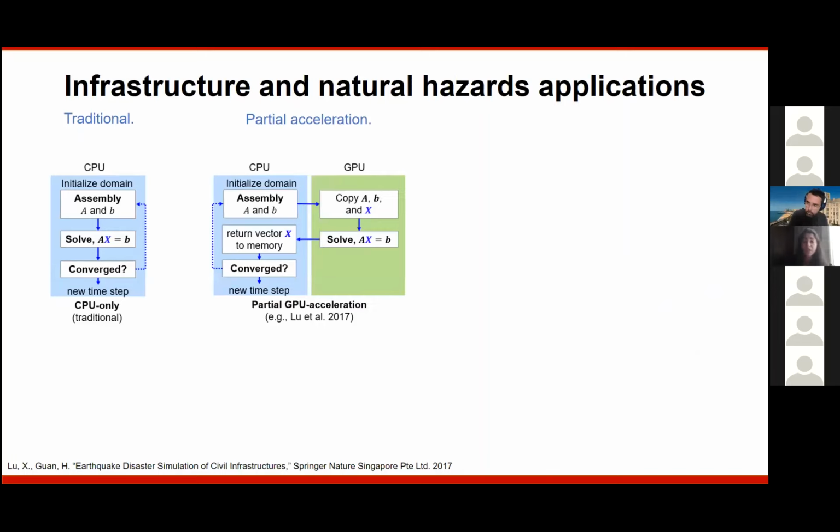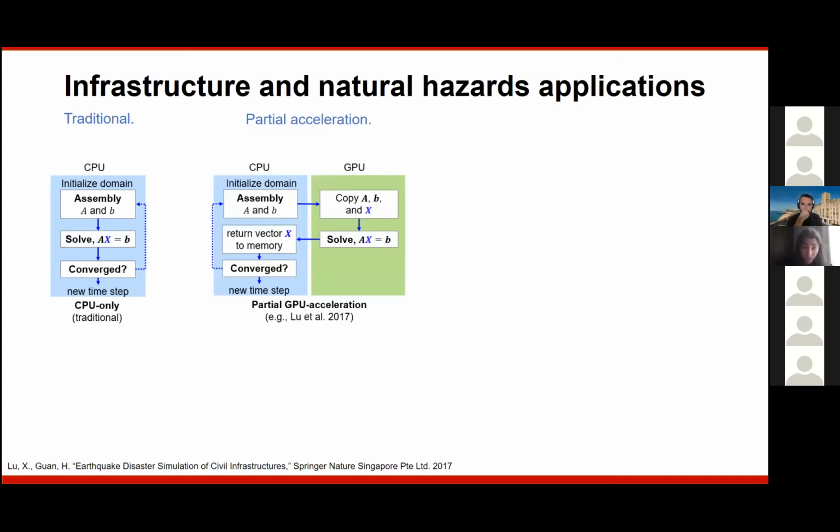for natural hazards applications with GPU computing. And what we've mostly seen is a partial acceleration approach. And this is the same approach that's been used in OpenFOAM. They're trying to actually do something a little bit more sophisticated now, but the simplest approach to adding GPU acceleration to a typical finite element analysis is just to take the solver, which is solving AX equals B, and port it to the GPU. And so you have the CPU that's still doing your assembly, it still has your time stepping scheme, it has most of the finite element analysis.